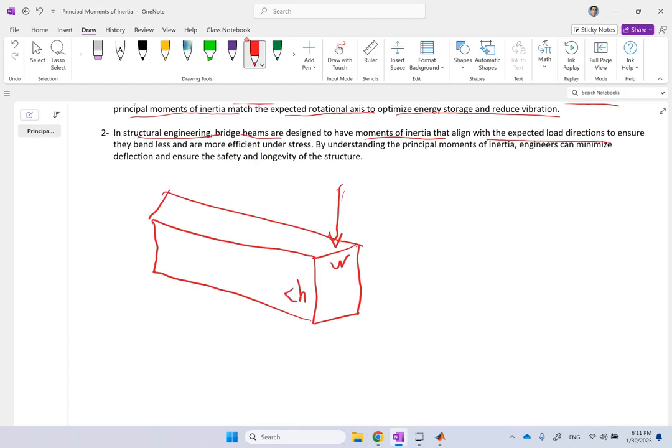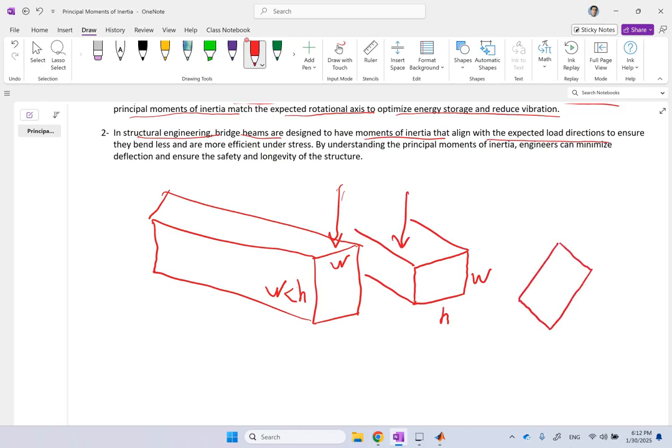And let's say H is bigger than W. Is it good to put it like here, or is it good to rotate it like this, where H comes here and W goes there, and put it under the load like this one, rotate it 90 degrees? Or is it better to rotate it some other angle, 45 degrees or something, and put it under the load? Which one of them is better?